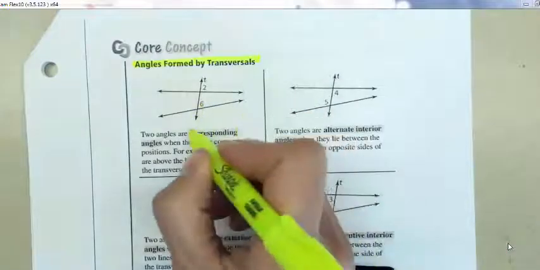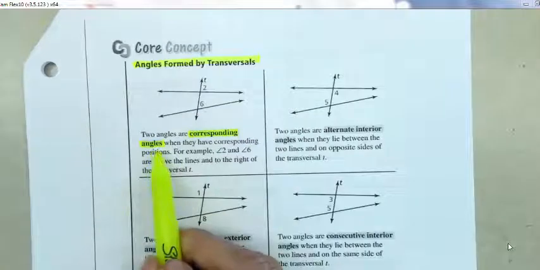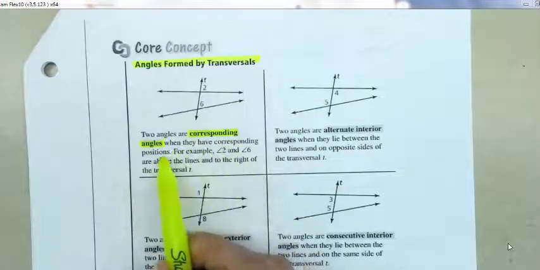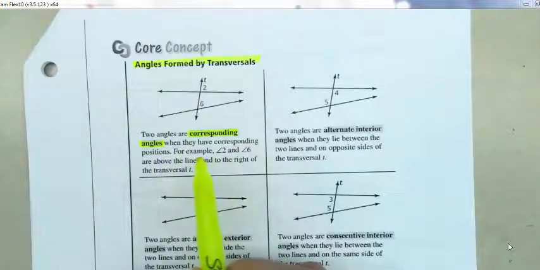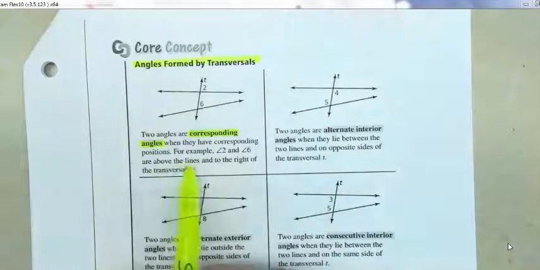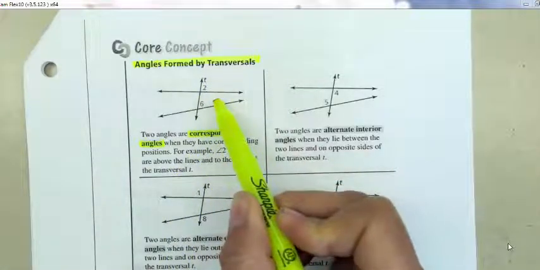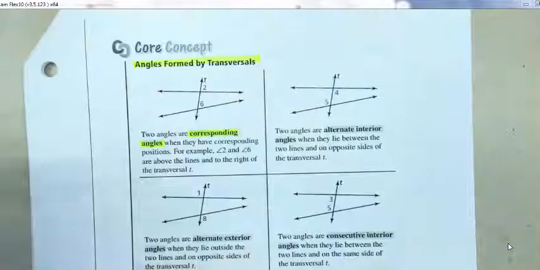Okay, first ones are corresponding angles. So 2 angles are corresponding when they have corresponding positions, meaning, for example, angle 2 and angle 6 are both above the lines and to the right of the transversal. So they're both on top of the lines and on the same side of the transversal.